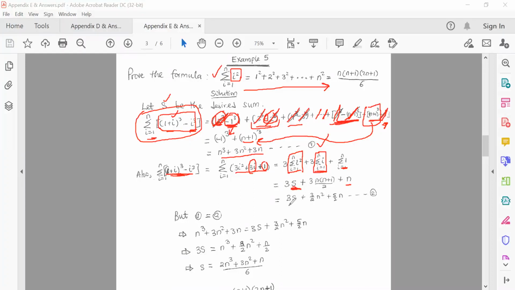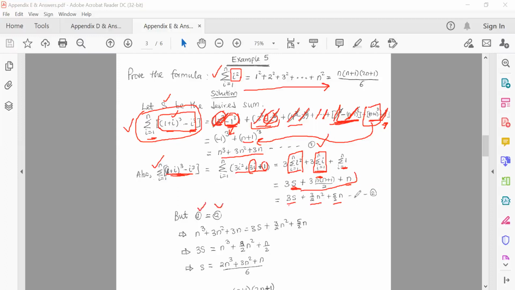So if you simplify this whole thing, you end up with 3S plus 3 over 2 n squared plus 5 over 2 n. And you call that equation 2. So I just simplified this whole thing, right? I multiplied everything out here. Now, these two equations have to be the same because it's just me expressing these two things in different ways. The first way I use telescopic sum. The second way I'm just expanding and using my identities.